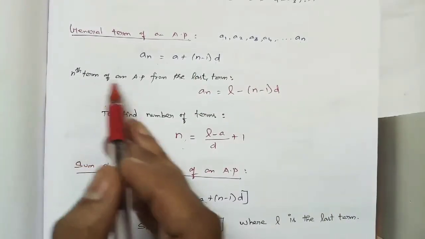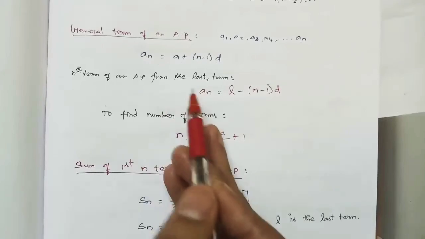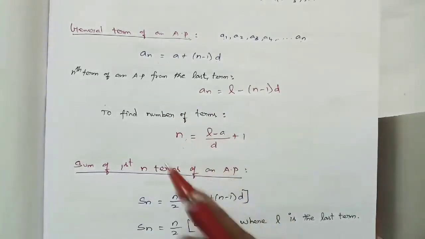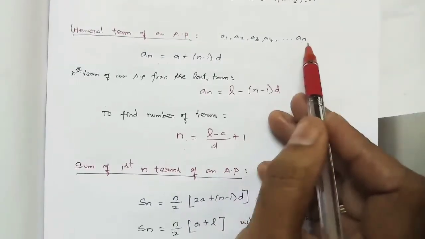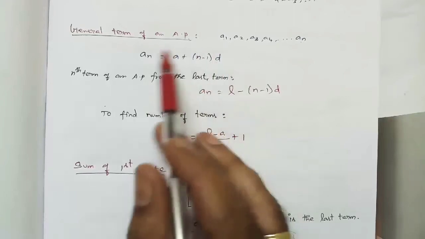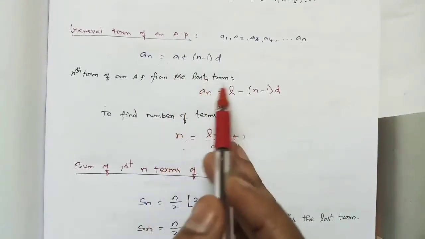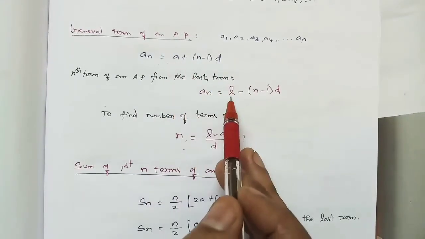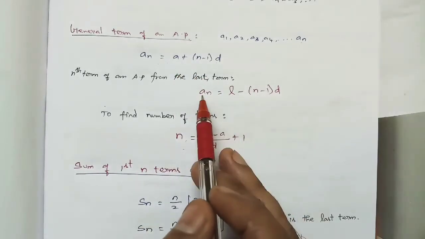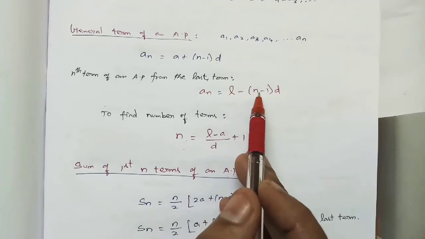Suppose they ask for the nth term of an AP from the last term. They ask you to find the 7th term, or 11th term, or 14th term from the last, right? From the last, we have the same formula, but something alone will get changed. Instead of a, we have l. Instead of plus, we have minus. an is equal to l minus (n minus 1) into d.